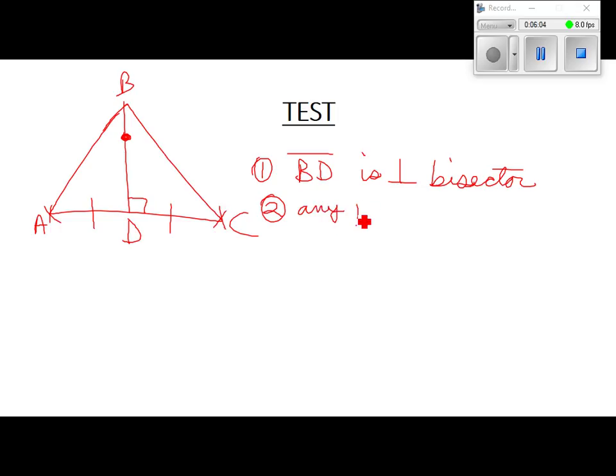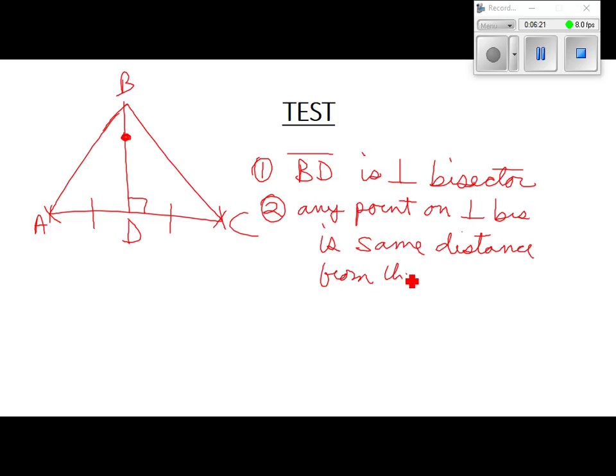Any point on the perpendicular bisector is the same distance from the endpoints. I was not real critical about your grammar and your English, because this probably isn't the proper way to state it, but if you wrote something like that, I probably gave you credit.